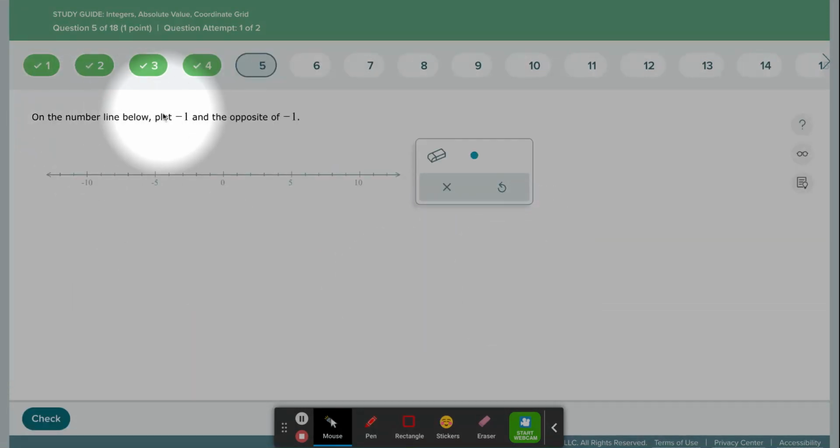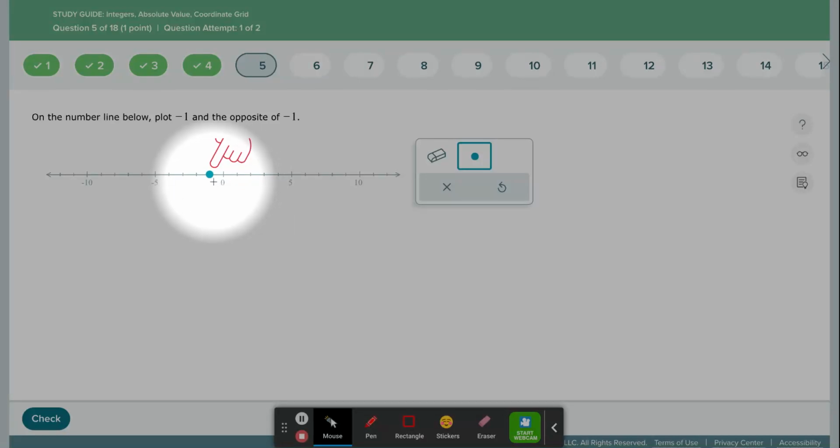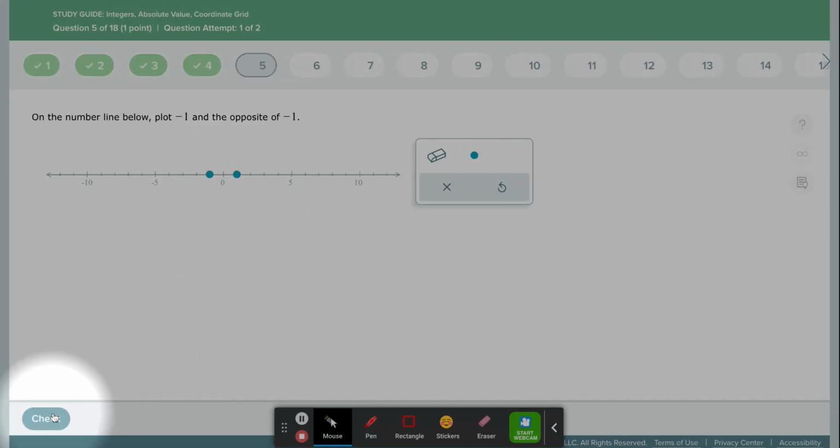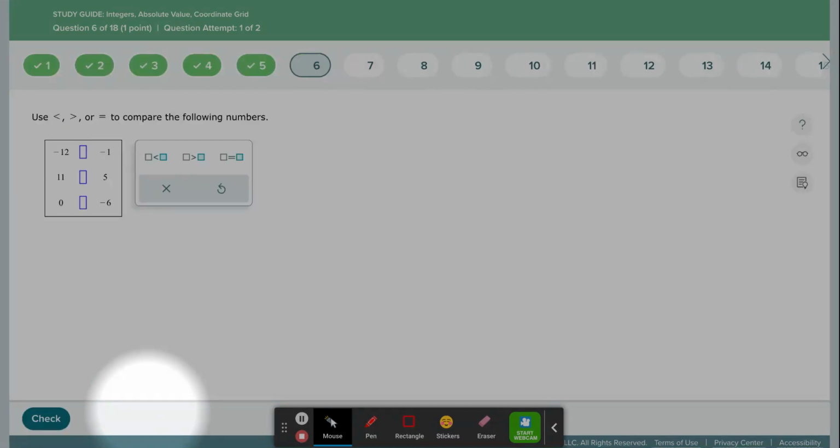Okay, on the number line below, plot negative 1 and the opposite of negative 1. So they're just making sure that you can find negative 1 on the number line, and that you know what an opposite is. So if you have a negative, the opposite's going to be a positive, right? And it's a good visual too as to why it's called an opposite, because you're literally folding the number line in half at the 0 mark, right? Look at this. We've been on this for like 3 minutes. We're already on question 6.